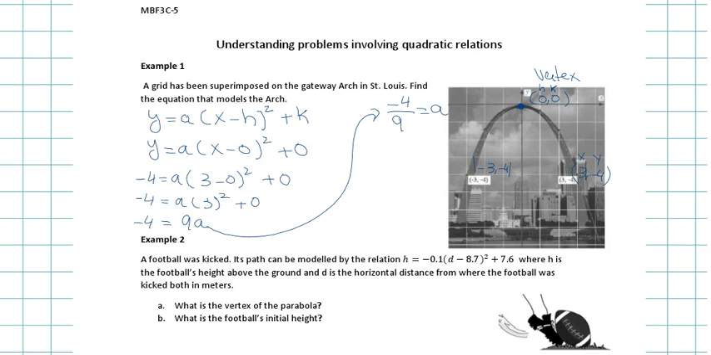So I'm going to rewrite it. Y equals, instead of A, I'm going to replace with -4 over 9, sorry. What's X minus 0? X, right? Do I have to write X minus 0? No. Can I write it just as X squared? Yes. Plus 0, do I need to write that? No. So I can leave it like that.